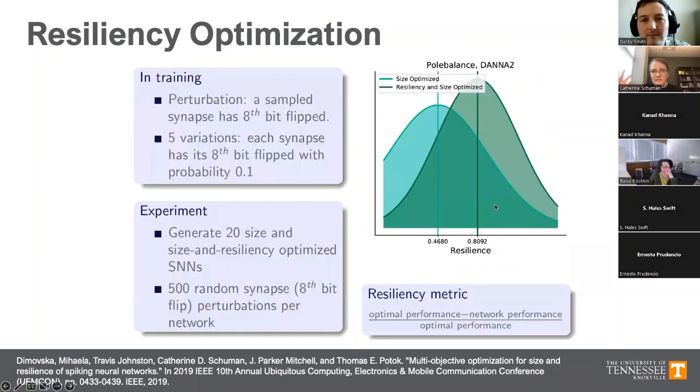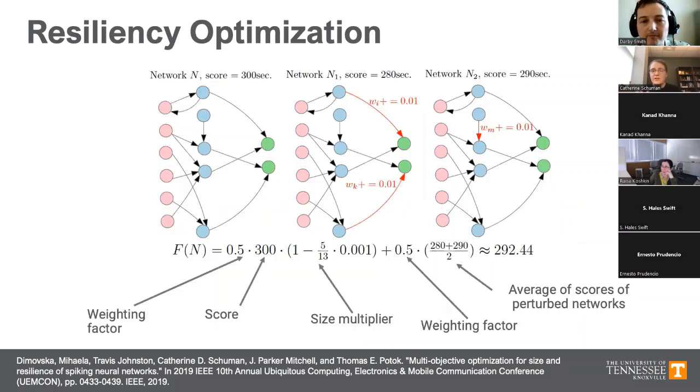So doing this, including this resiliency component as part of our optimization, we saw significantly better resiliency, as you would expect, in our resulting network performance compared to those that were just optimized with size. This is my cautionary tale. If you pick the weighting factors incorrectly, bad stuff can happen.